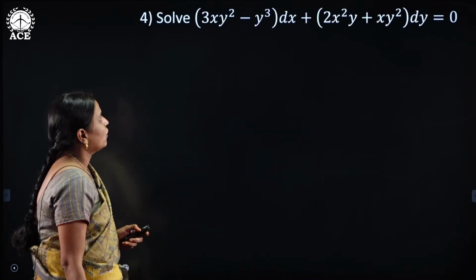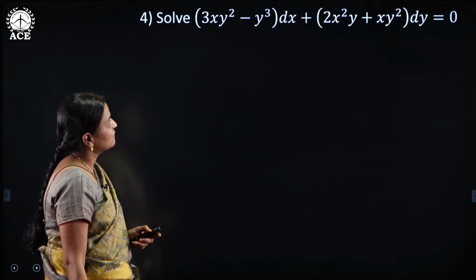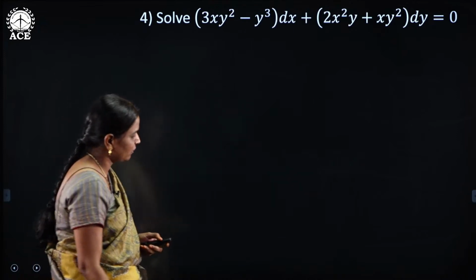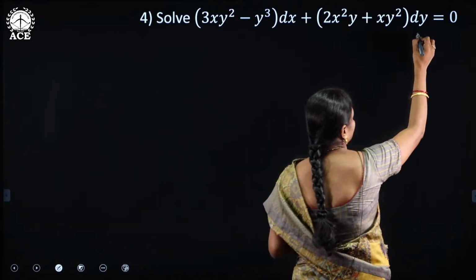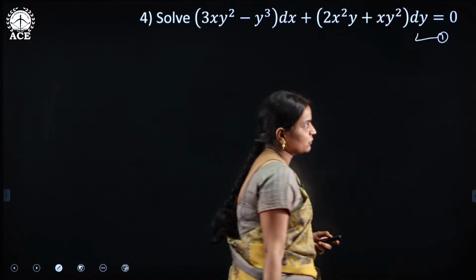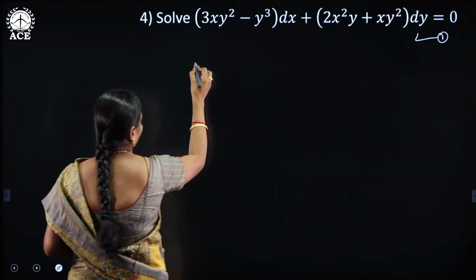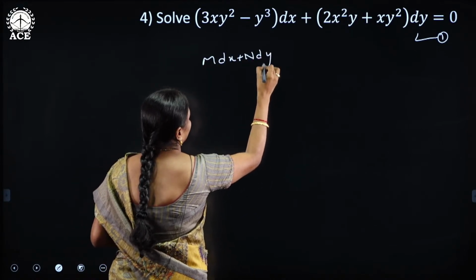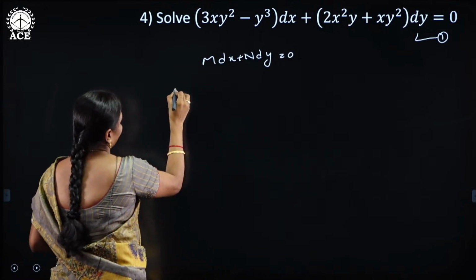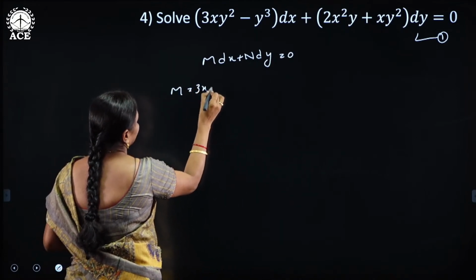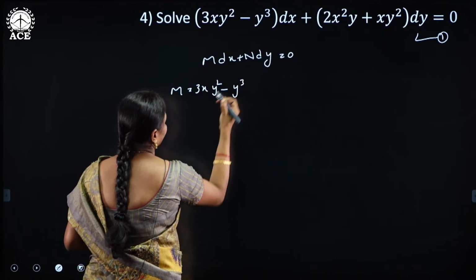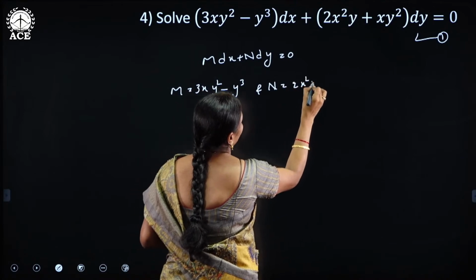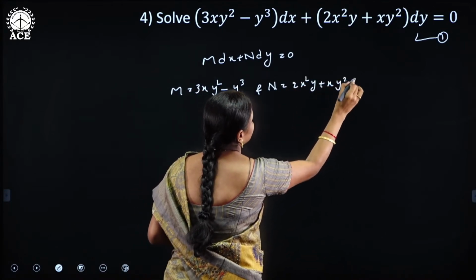Next question, solve (3xy² − y³) dx + (2x²y + xy²) dy = 0. Consider the given differential equation as equation 1, and compare it with M dx + N dy = 0. Here, what is M? M = 3xy² − y³, and N = 2x²y + xy².